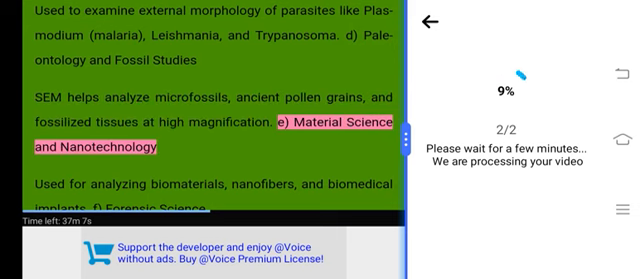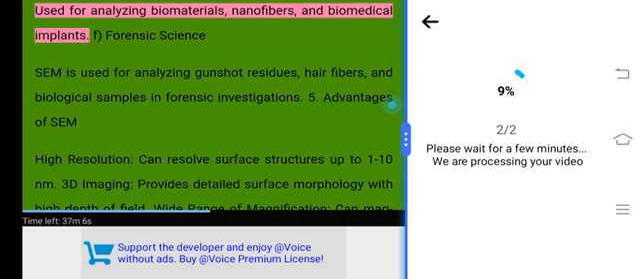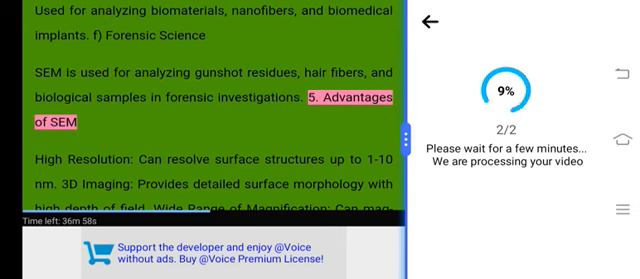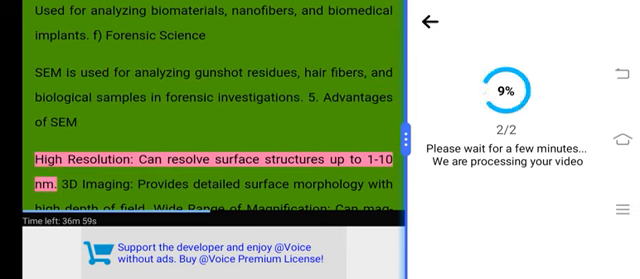E. Material science and nanotechnology. Used for analyzing biomaterials, nanofibers, and biomedical implants. F. Forensic science. SEM is used for analyzing gunshot residues, hair fibers, and biological samples in forensic investigations. 5. Advantages of SEM. High resolution, can resolve surface structures up to 1 to 10 nm.